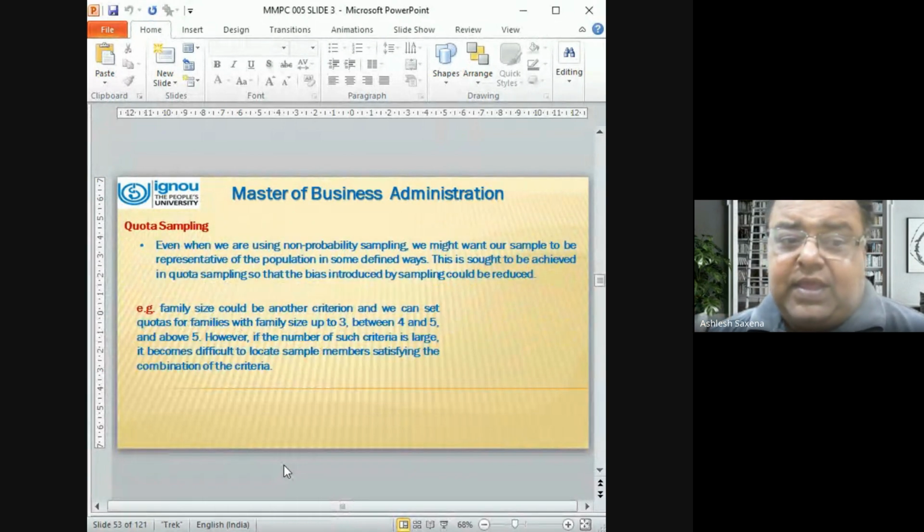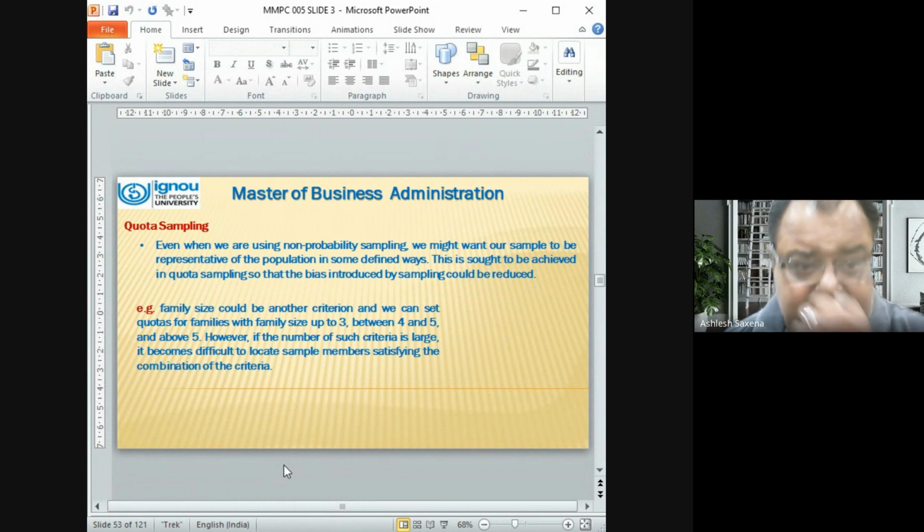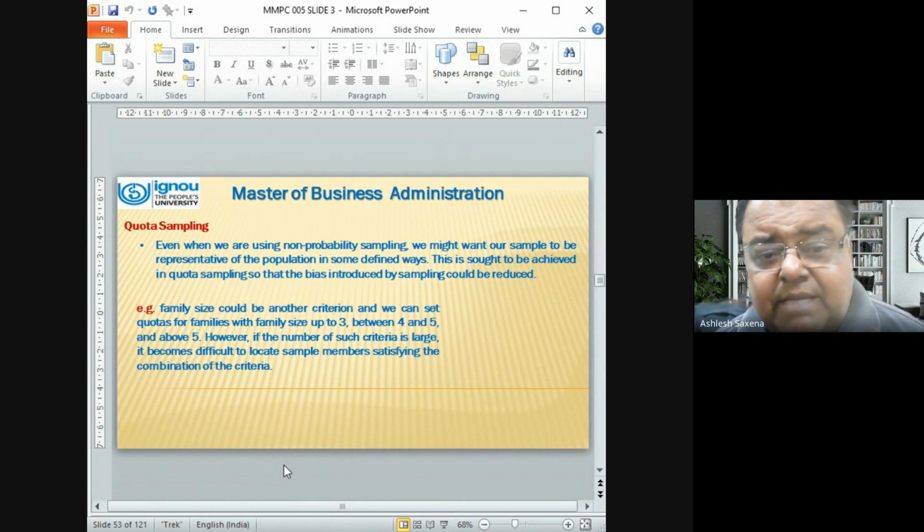Quota sampling. Even when we are using non-probability sampling, we might want our sample to be representative of the population in some defined ways. This is sought to be achieved in quota sampling so that the bias introduced by sampling could be reduced. For example, family size could be another criteria, but when we set quotas for families with family size of up to 3, between 4 and 5, and above 5, however, if the number of such families is large, it becomes difficult to locate sample members satisfying the combination of the criteria.